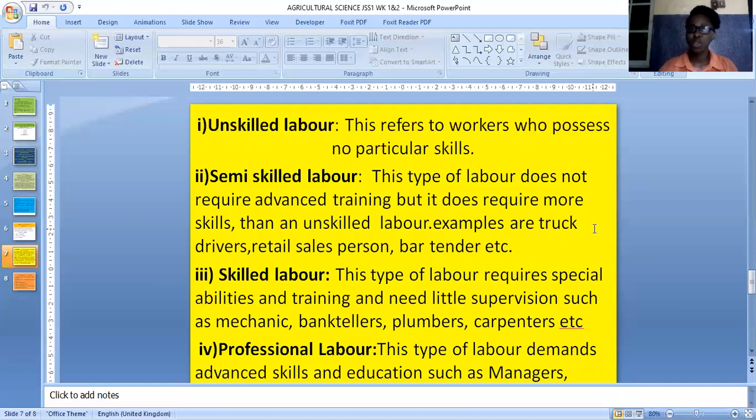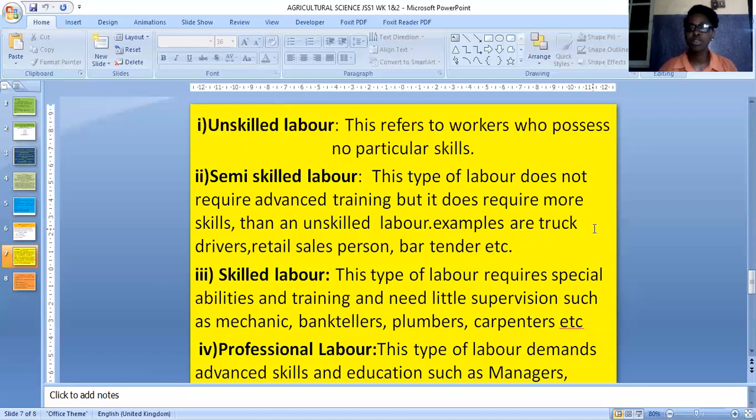We have unskilled labor. This refers to workers who possess no particular skill. You just do your thing and you are paid. We have the cleaners. They just do their thing and they are paid. We have the wheelbarrow pushers in the market. We also have those that carry loads just for them to be what?